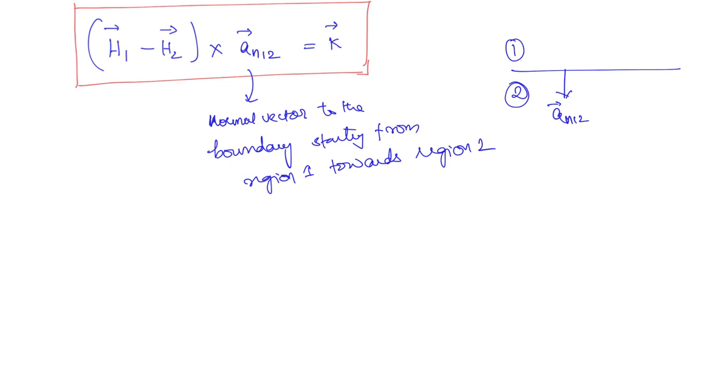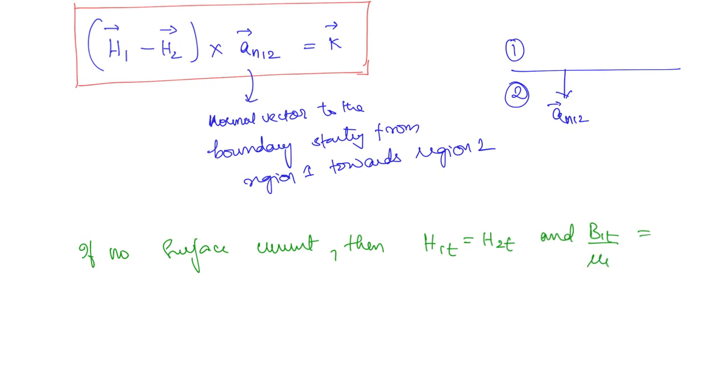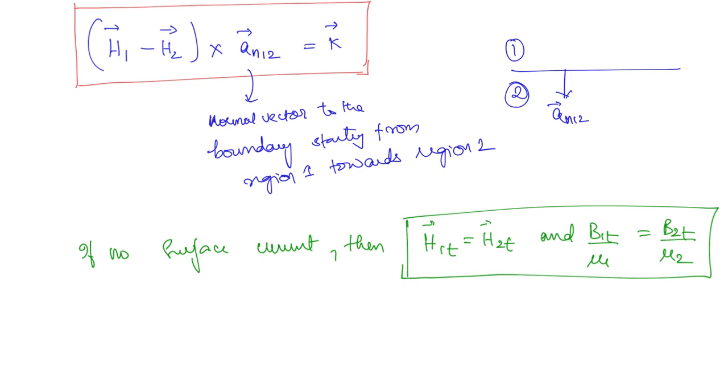So if there is no surface current, then what will happen? K bar is 0. So in that case, H1T bar is simply going to be equal to H2T bar. Okay. If no surface current, then simply H1T is equal to H2T and B1T by mu1 is equal to B2T by mu2. Okay. So you can put it in the vector form.